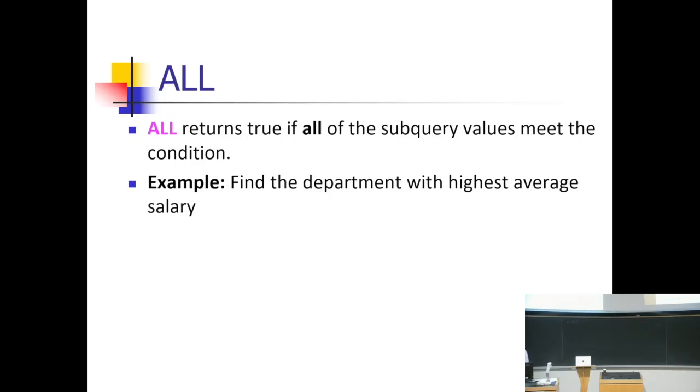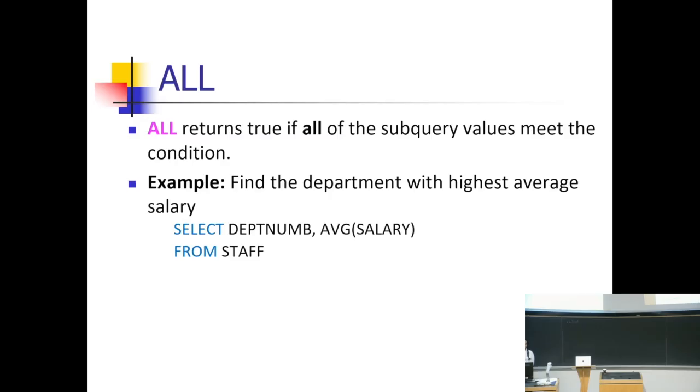Select department number, average salary from staff, having average salary greater than. When do we use having? If we have a group, like if we group by. So we didn't use any group by yet? You use it after aggregate functions.